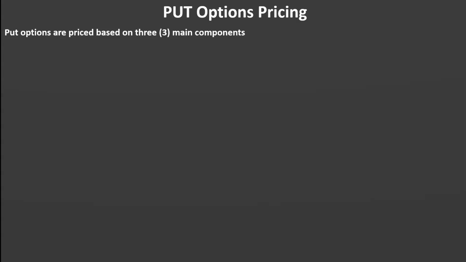So let's talk about pricing put options. Put options are priced based on three main components. There's intrinsic value, there's time, there's volatility. It's the same as calls. It's just that that intrinsic value is calculated inversely.